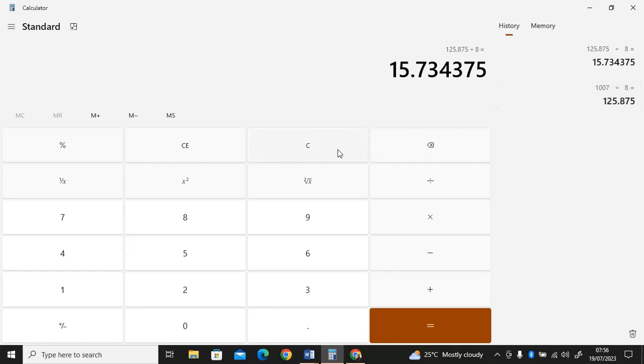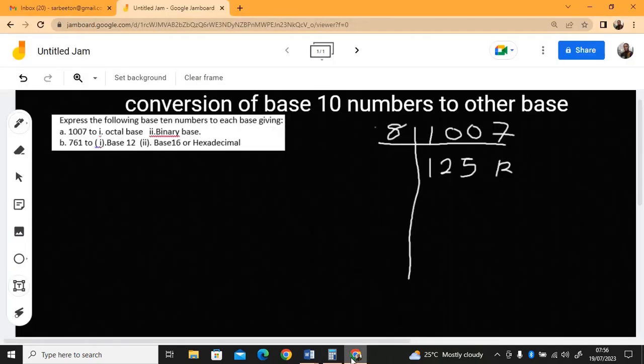What you are going to do next is multiply 125 by 8. When you multiply it by 8, you get 1000. So 1007 minus 1000 remains 7. That's how you go about it. So it's going to be remainder 7.